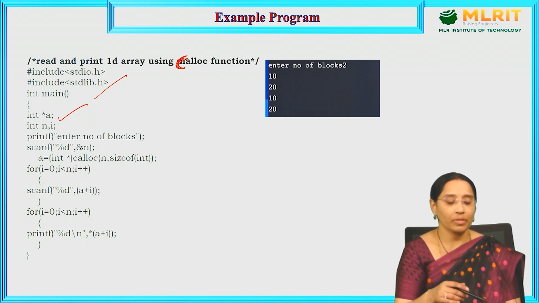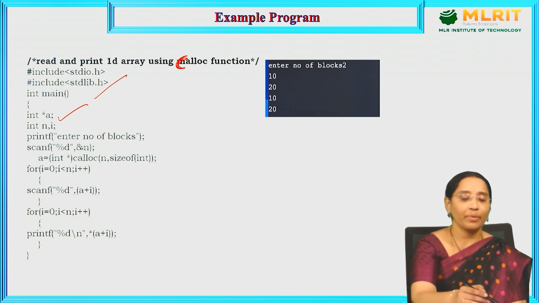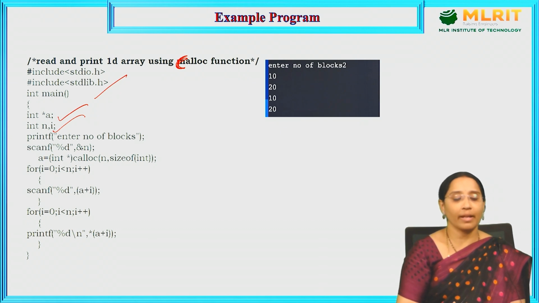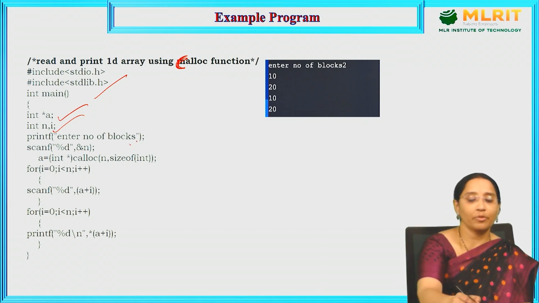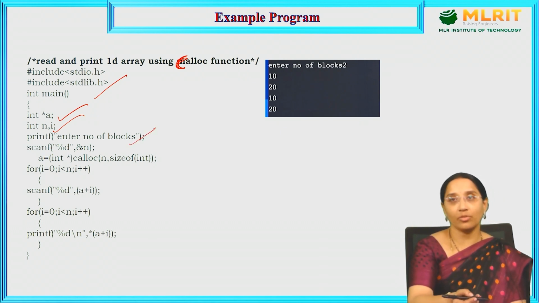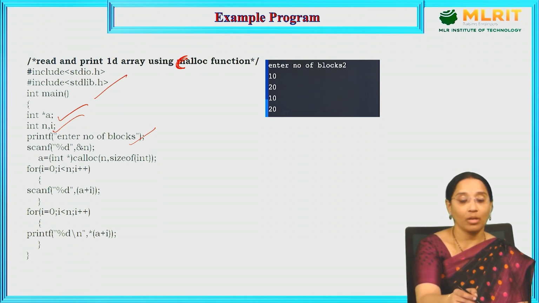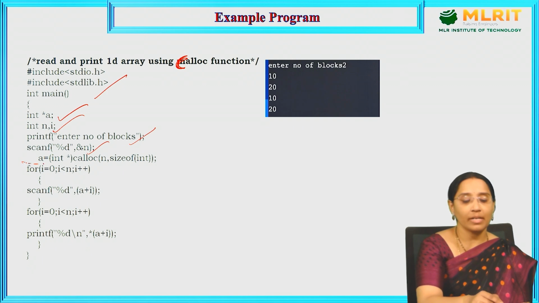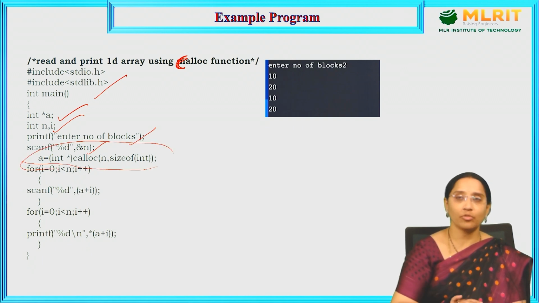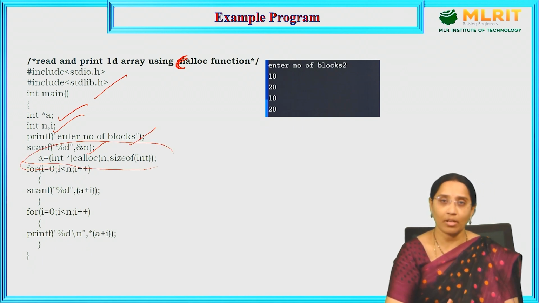We need a pointer variable, because dynamic memory allocation is done through pointers. So here we declare a pointer variable, and we have taken 2 variables, int n comma i. Enter the number of blocks, meaning how many values you want to give as input. Scanf %d comma address of n. What kind of data do I want to store? I am storing only integer values. On success calloc will allocate.